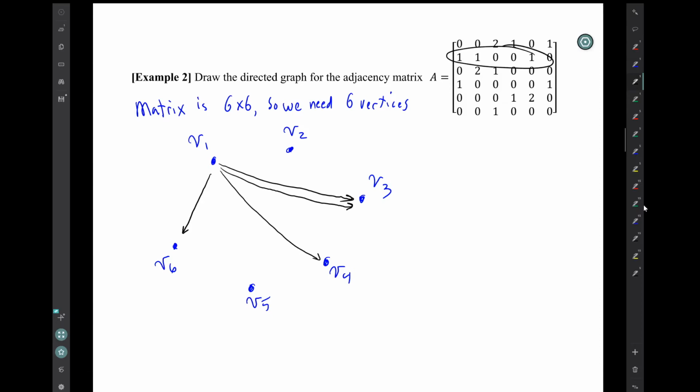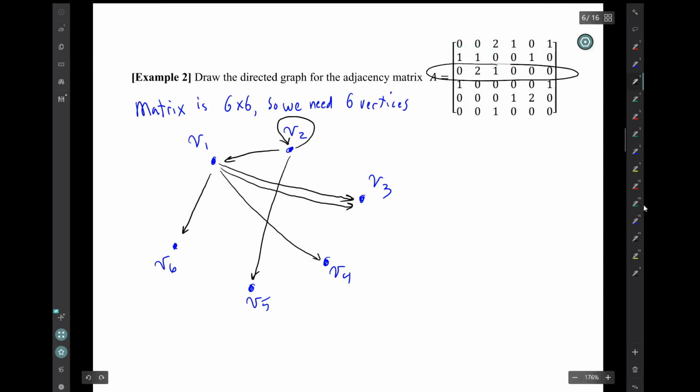Those tell us about the arrows that start at vertex 2. There's 1 that goes from vertex 2 to vertex 1. There's an arrow that goes from vertex 2 to vertex 2. That's got to be a loop. And there's got to be an arrow from vertex 2 to vertex 5.